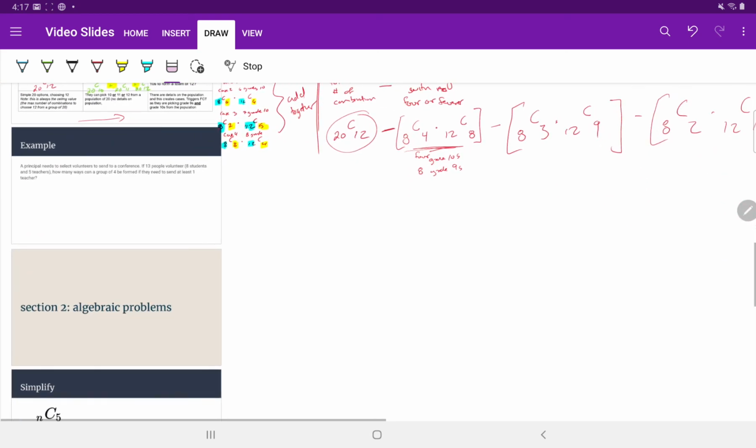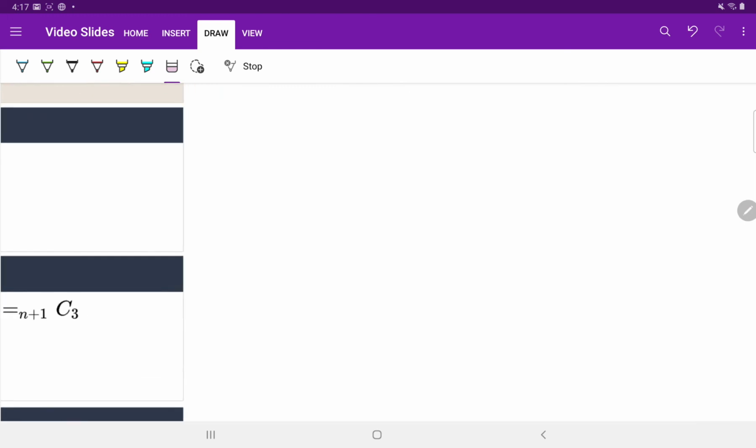Anyway, so that's how we do that. And we've already done algebraic problems already. There isn't anything new with any of these.